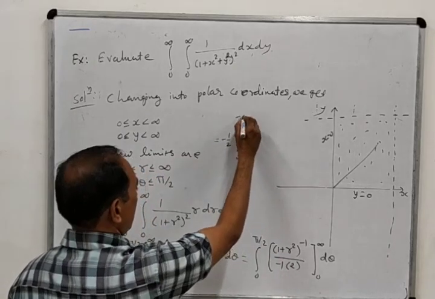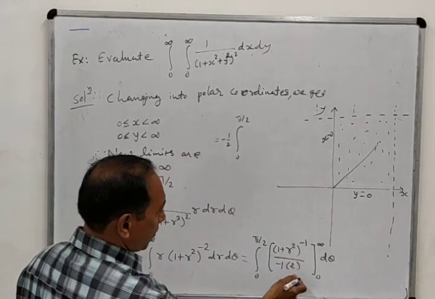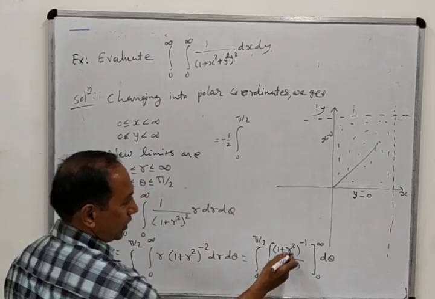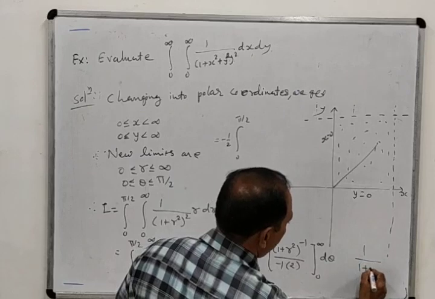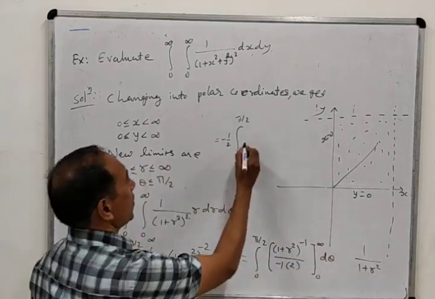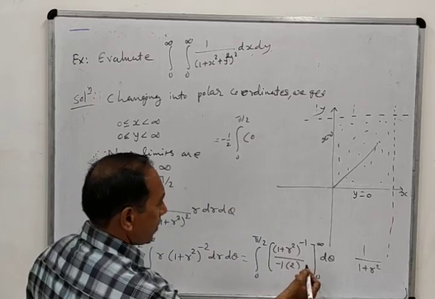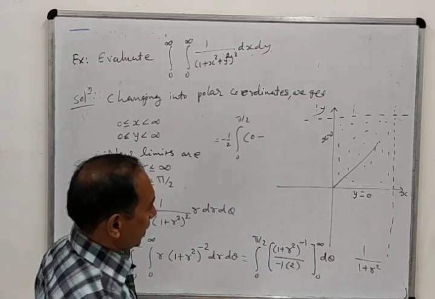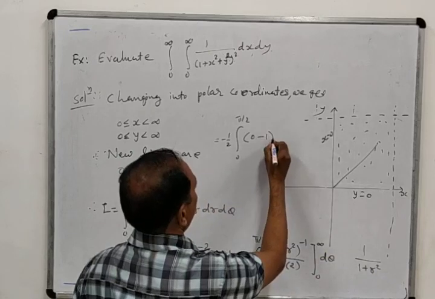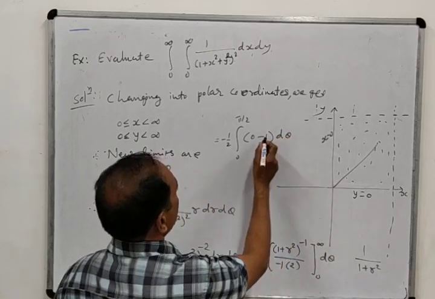0 to pi by 2. Here it is what? 1 upon 1 plus r square. So if we put infinity, then 1 upon infinity is 0. Then we will put lower limit 0, so minus sign will come. So r equal to 0, so 1 upon 1, d theta. So this is minus 1.